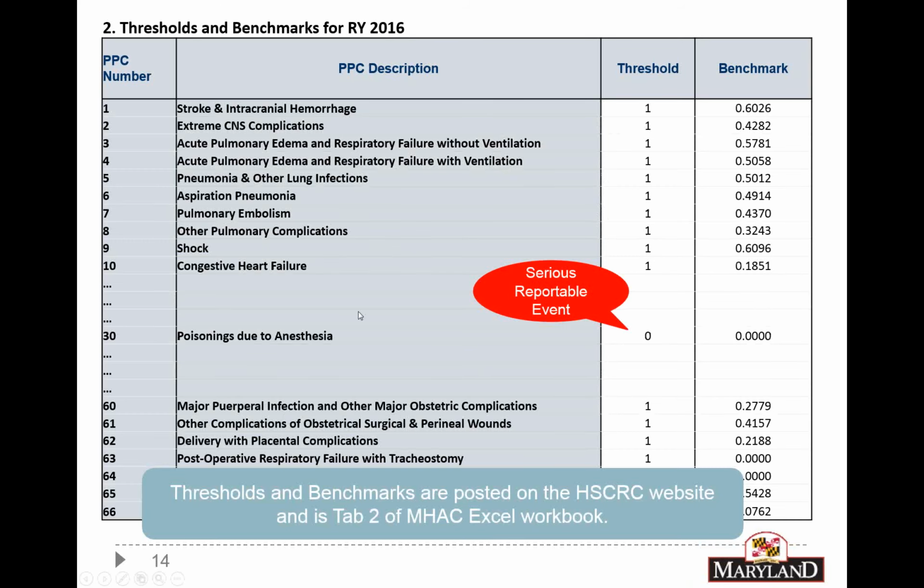Now this slide shows a snapshot of the benchmark and threshold report. On the next slide, I'm going to walk you through how these are used to calculate points. But as you can see, this report shows us that for PPC 1, which is stroke and intracranial hemorrhage, the threshold is 1, and the benchmark is 0.6026. Also, I want to point out that I put PPC 30 on here. This is one of the serious reportable events, and again, you can see the threshold and the benchmark are 0.